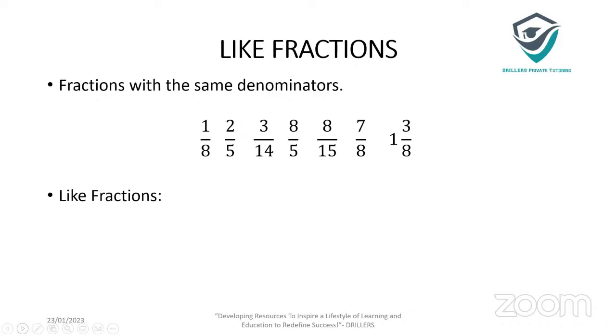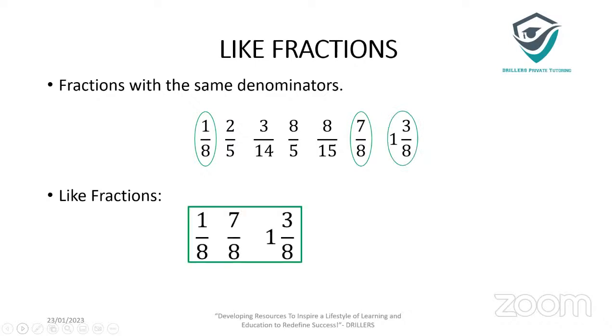So let's look at the first fraction, 1/8. Now we have to pick out all the fractions that have 8 as their denominator. If we look at the list, we'll see that there's 7/8 and there is 1 3/8. So yes, that is a group of like fractions. So 1/8, 7/8, and 1 3/8 are all like fractions because they all have the same denominator.